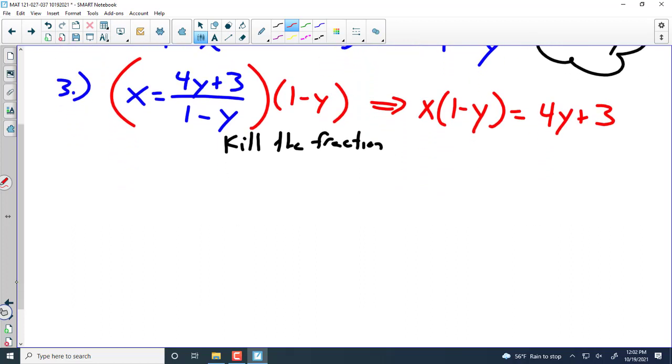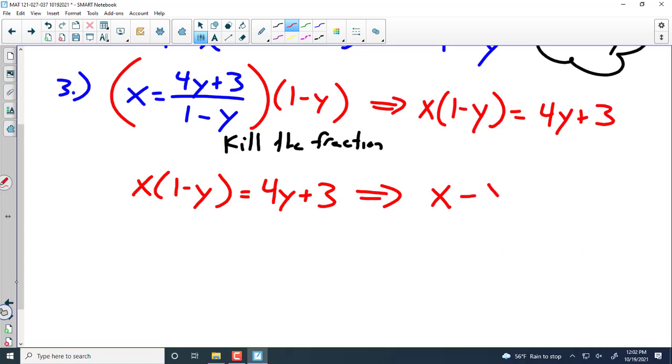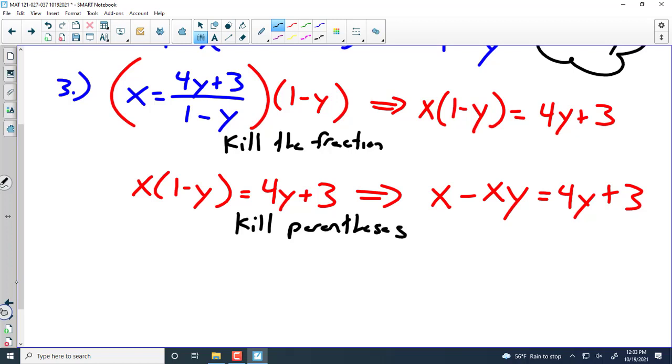All right, now, what's the next natural thing you want to get rid of? You want to get rid of the parentheses? Let's get rid of the parentheses. So that means that x times 1 minus y equals 4y plus 3 is going to become x minus xy, distribute the x, equals 4y plus 3. So kill parentheses. So violent. Kill the parentheses.